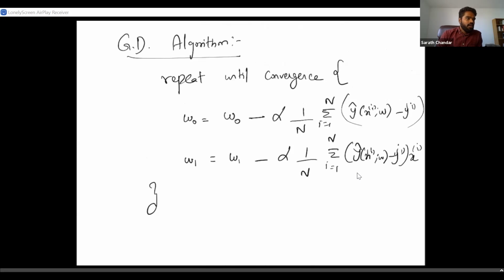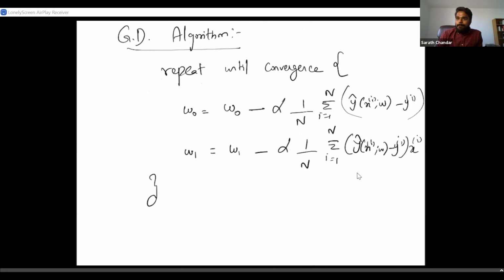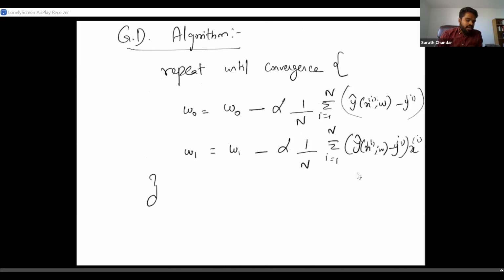Okay, thank you. We have a question by John. For W1, do we use the value of W0 we first estimated, or do we use... Oh, no, this is normally done simultaneously. So you are updating both W0 and W1 at the same time. Okay, thanks.